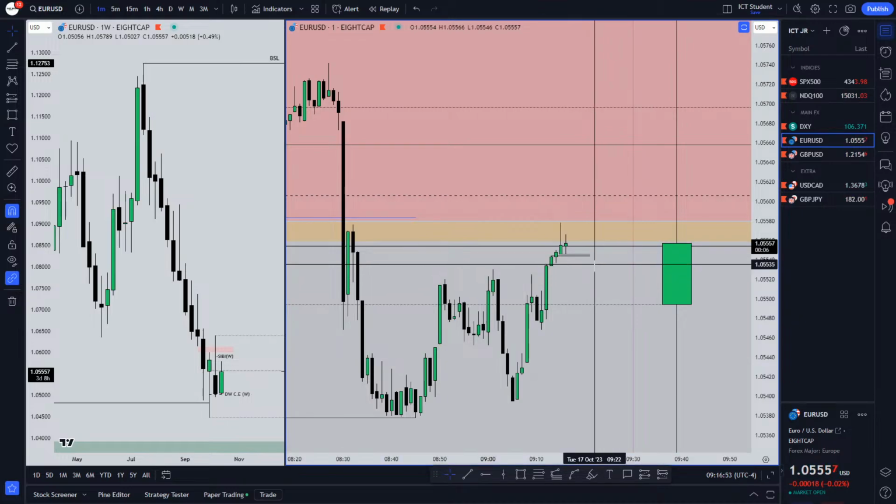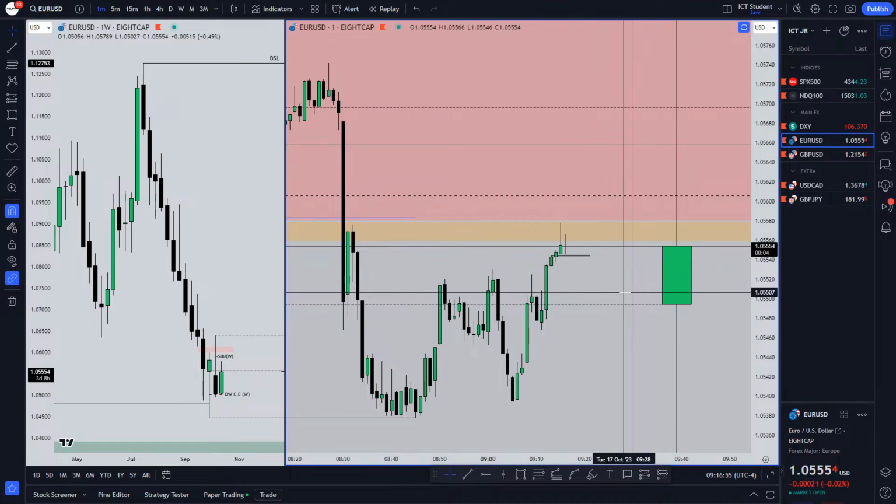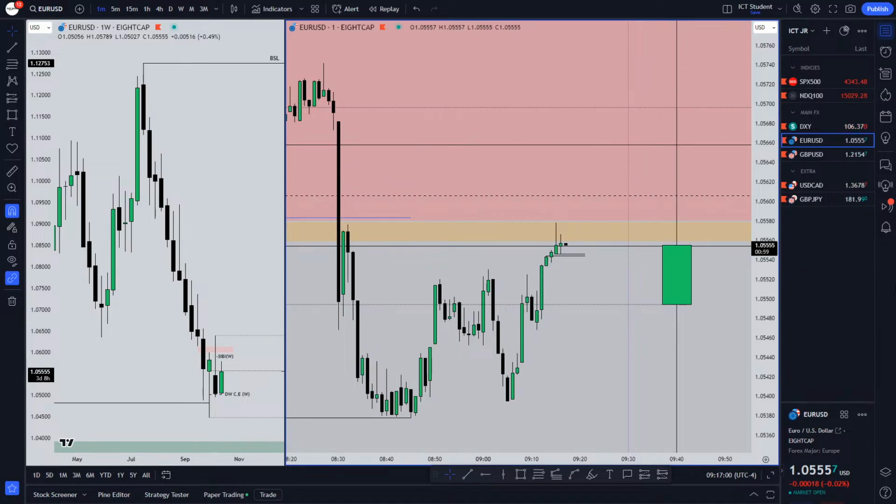I'm gonna unmark this real quick. Too much noise on the chart. And yeah, that's pretty much it. We're just gonna be watching this. If we do see strong displacement, we come back down here. I kind of will take a trade, but I'd rather be patient and see.